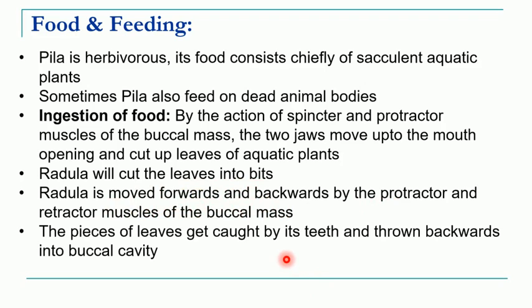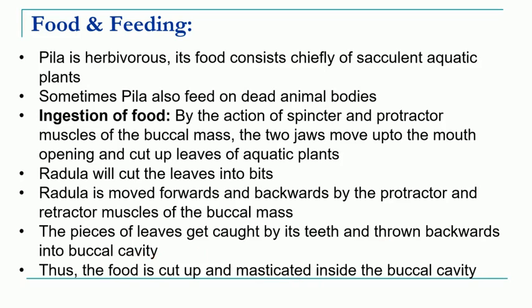Also we have seen that there are teeth present in rows. Those teeth play a very important role. The pieces of leaves get caught by these teeth and thrown backwards into the buccal cavity. This is the purpose of these teeth, that the pieces are carried to the buccal cavity. So mastication of the food is carried out. The food is cut and masticated in the buccal cavity. Mastication is nothing but breaking down into smaller pieces.